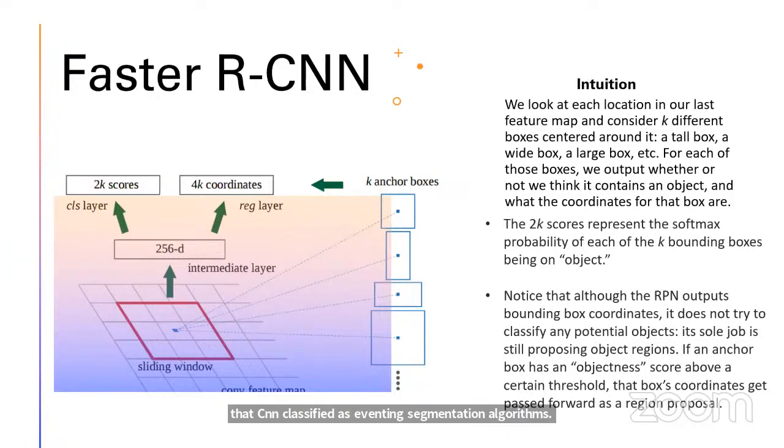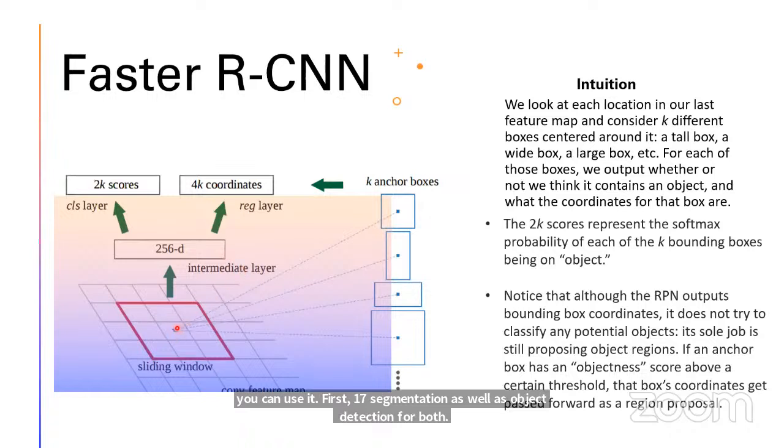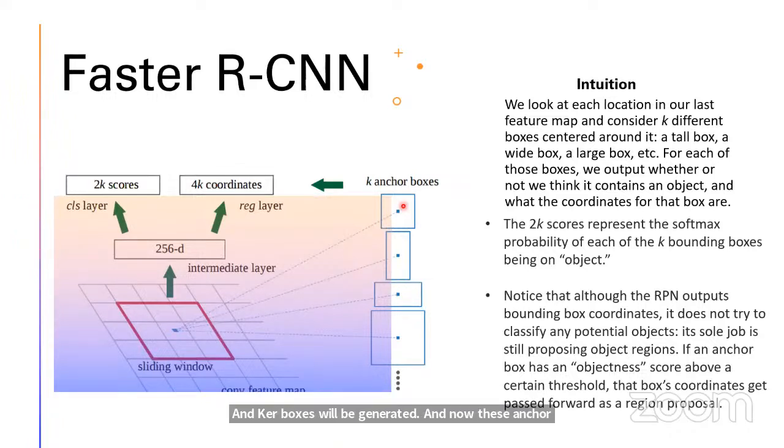Yeah, you can use it for semantic segmentation as well as object detection. For both, you can use RCNN. For each area, anchor boxes will be generated. K anchor boxes will be generated, and these anchor boxes will be of different orientations. One can be a tall box, one can be a wide box, one can be a large box, and for each of these boxes, we output whether or not we think there is an object present, right? And if there is one present, what are the coordinates of that particular anchor box?